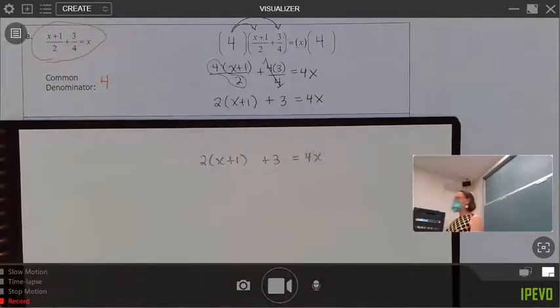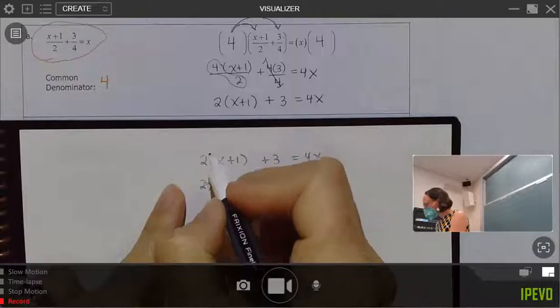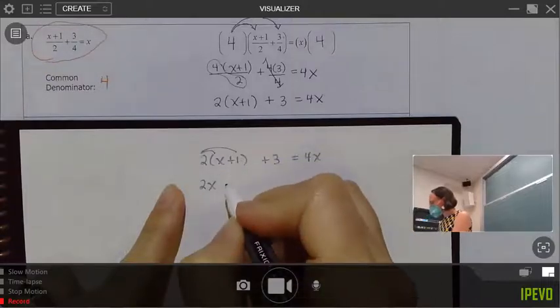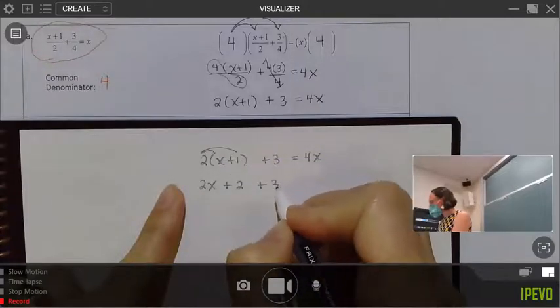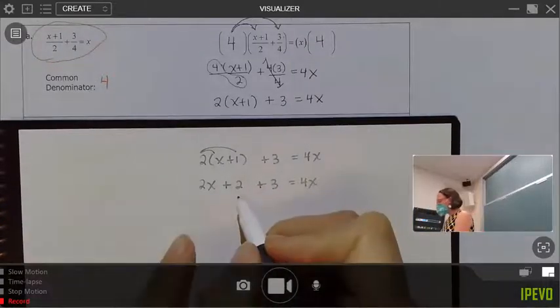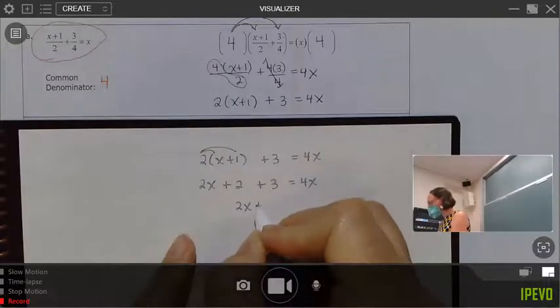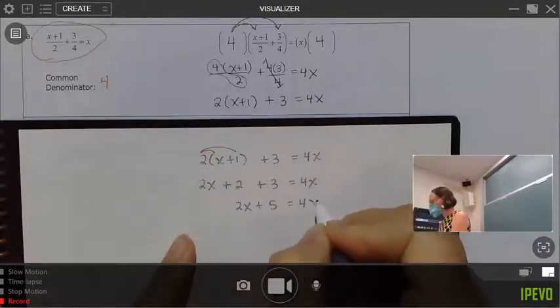My objective is to get all of the x's on one side and all the numbers on the other side of the equal sign. It doesn't matter which side I put things on. But the first thing I'm going to do is distribute this out. So I'll have 2x plus 2 plus 3 is equal to 4x. I'm going to first combine my numbers over here so that I end up with 2x plus 5 is equal to 4x.